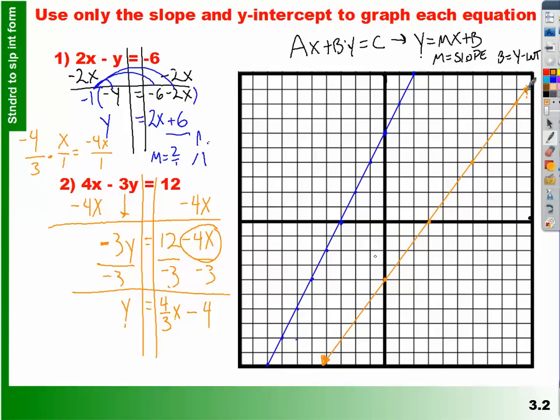Have a little arrow showing that it goes on forever. And I'll do that for this line as well. Last thing I really want to do is spend my life drawing a line that goes on forever. So there you have it. That is how to graph a standard form equation just by using the slope and y-intercept.